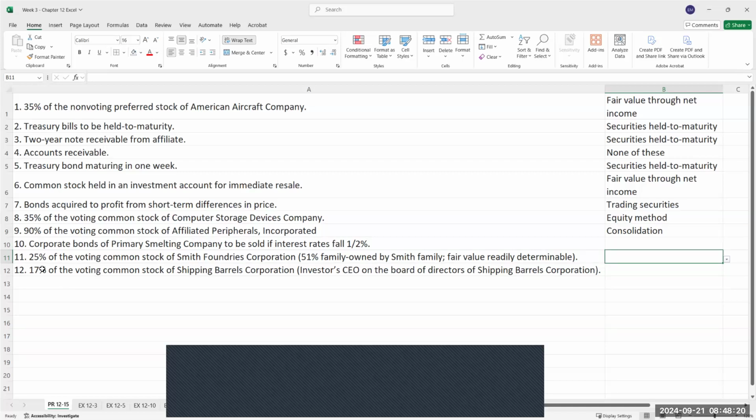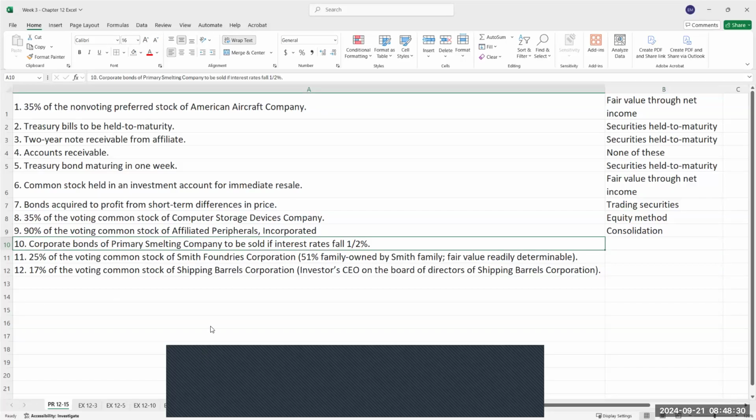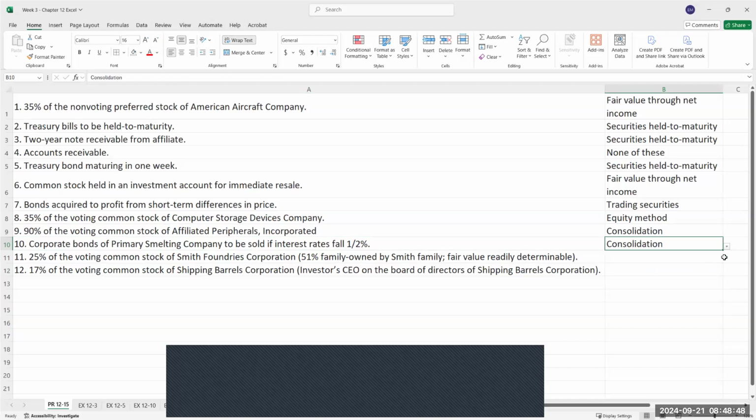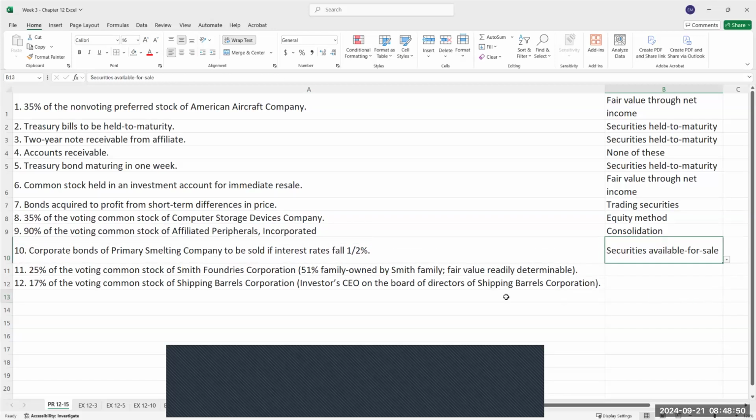Number 10 states corporate bonds of Primary Smelting Company to be sold if interest rates fall by 1.5%. Again, there's no guarantee that we're going to hold it. There's no guarantee that we are going to sell it because, again, what if the interest rates don't fall by 1.5%? We're basically going to keep it. So because this is not necessarily held to maturity and it's not necessarily a trading security where we know for sure we're going to sell it, this falls into securities available for sale.